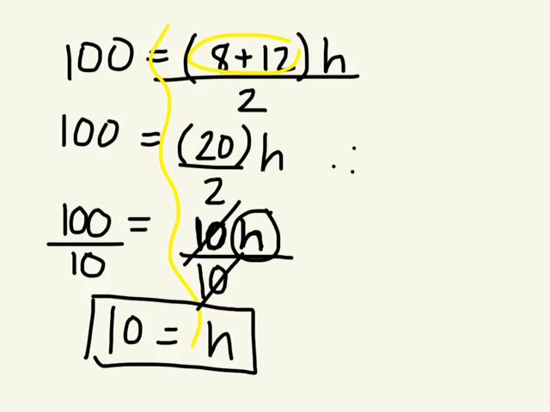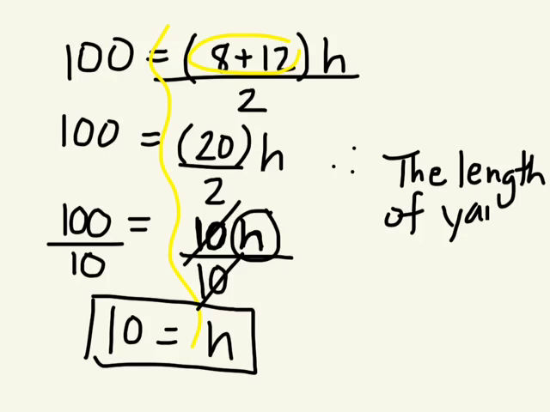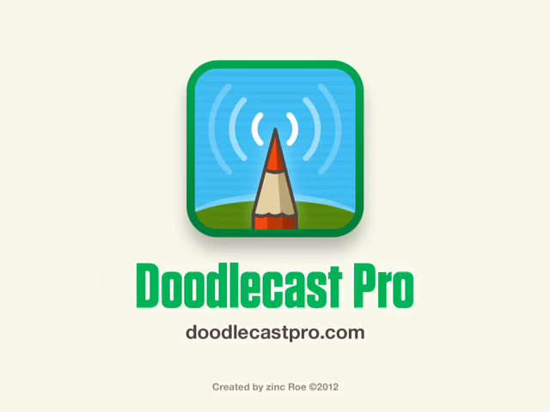So therefore, the length of the yard from the front to the back is 10 what? What was the unit we were working with? Meters. Good.